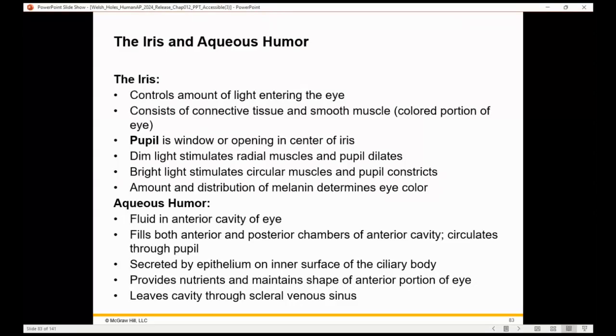The aqueous humor is a fluid in the anterior cavity of the eye. It fills both the anterior and posterior chambers of the anterior cavity and circulates through the pupil. It's secreted by epithelium on the inner surface of the ciliary body and provides nutrients and maintains shape of the anterior portion of the eye. It leaves the cavity through the scleral venous sinus.